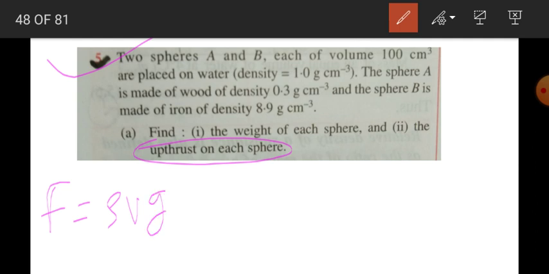Okay, let me calculate it for the first sphere, which was wood, right? So the weight we got for the wood was 30 gram force, right? 30 gram force was the weight of the wood. So we know that wood floats in water.